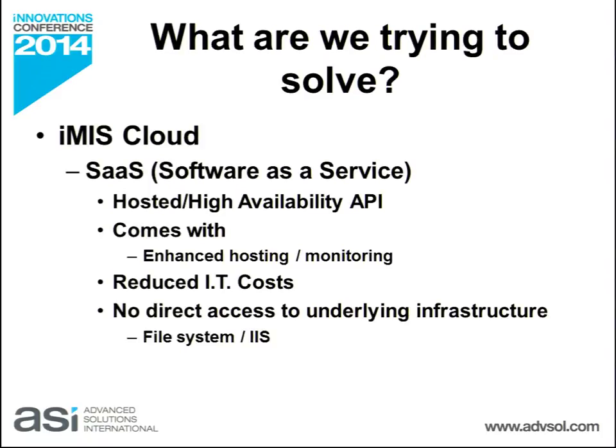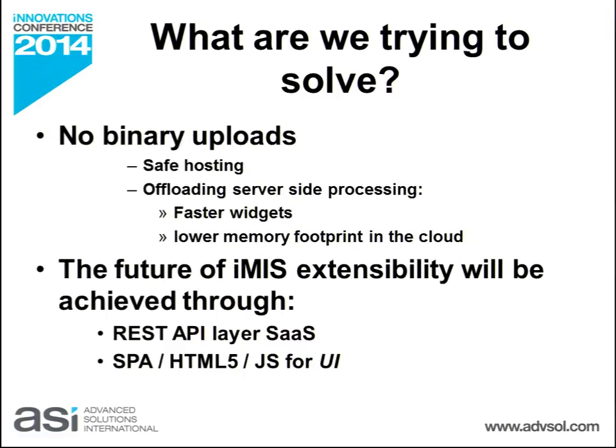But one of the side effects of that is that there's no direct access to the underlying infrastructure, so no access to the file system or IIS. Traditionally, access to the file system and IIS is how we've provided extensibility options in IMIS. Some benefits of not having binary uploads is you have a little bit of safer hosting. The less third-party code, the better.